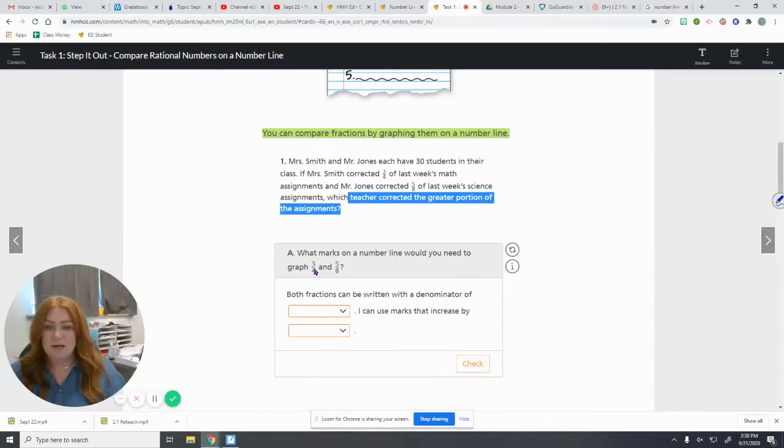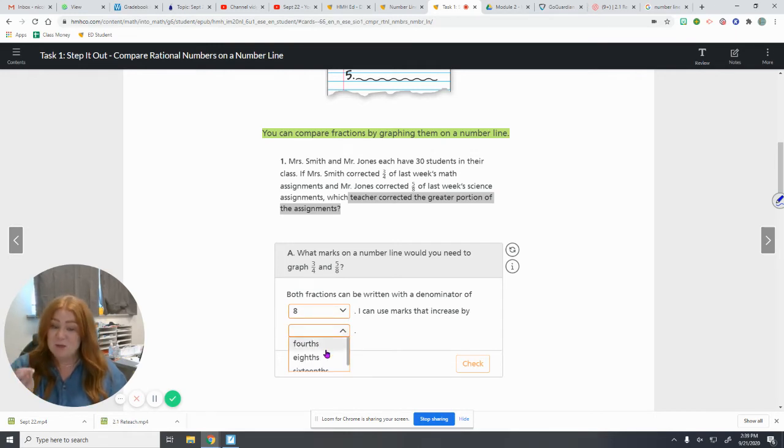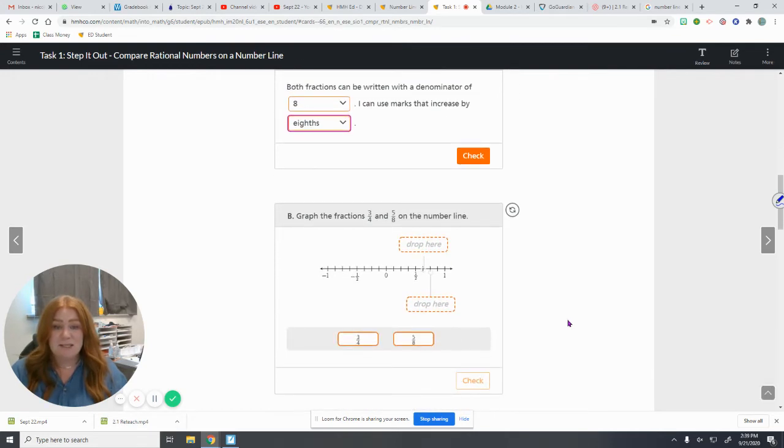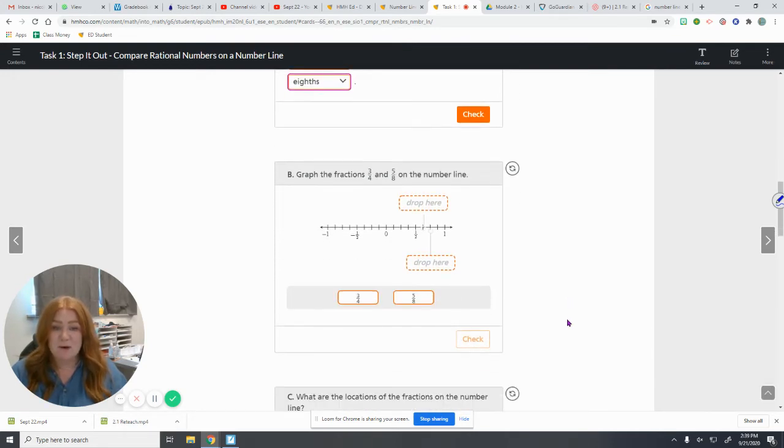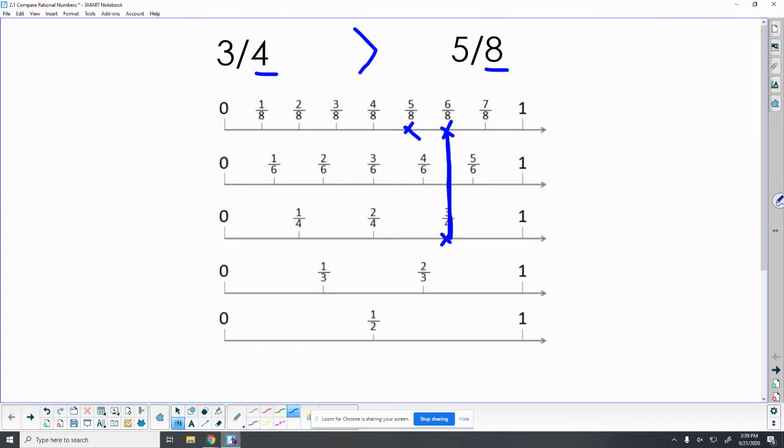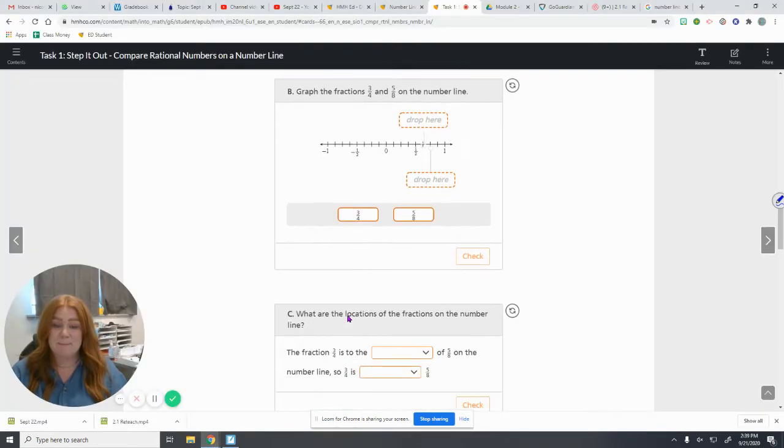So let's come back to our task here. So what marks on a number line would we need to graph 3/4 and 5/8? Well, we turn them both into a denominator of 8, and we can use marks that increase by that unit fraction of an 1/8 every time. So now we're going to graph those on here. So you can use this to help you think about which one is smaller, which one is bigger.